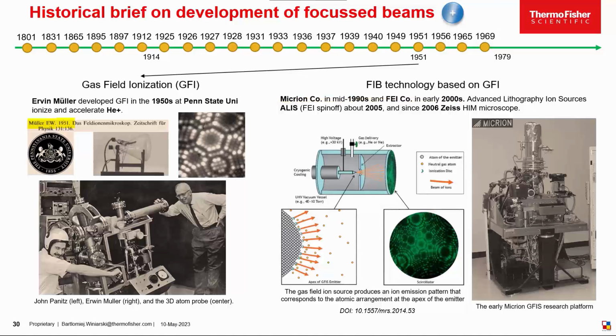Advanced Lithography Ion Sources, an FEI spin-off company, led the microscope development until about 2005. Later, in 2006, the technology was sold to Zeiss, leading to the marketing of the Zeiss helium ion microscope in 2008. The schematic of the GFI source is in the center, while the photograph of the early Micrion GFIS research platform is on the right.